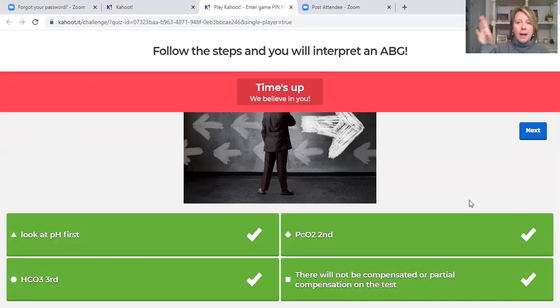And so you might have an abnormal PCO2 and an abnormal bicarb and a normal pH. And that is where you have compensated. The body has worked so hard to compensate, and it's pushed that pH back to a norm. You will not be tested on that. I will not expect you to be able to interpret that. So don't even fret about that. Don't get too wrapped up in that.